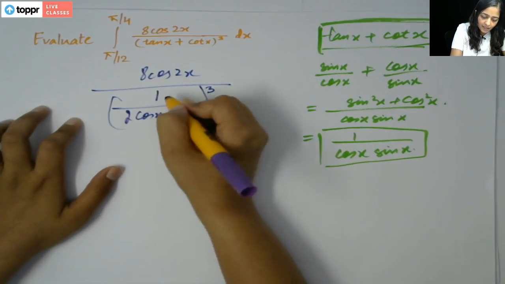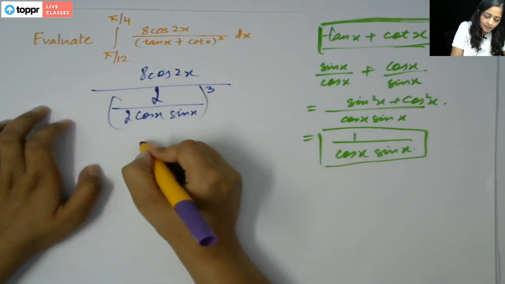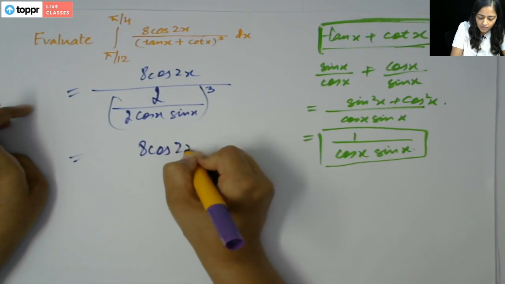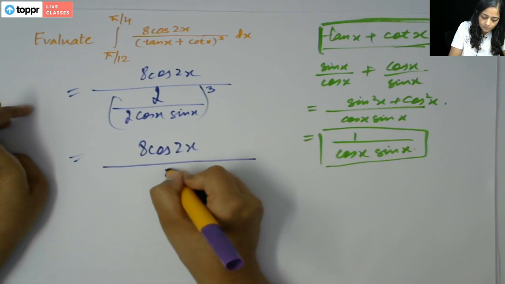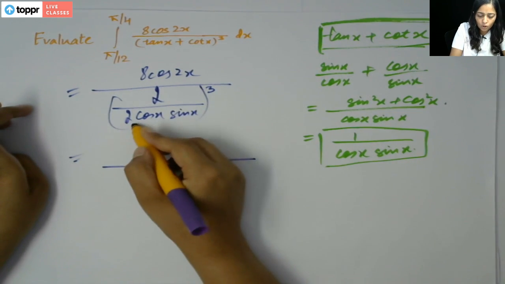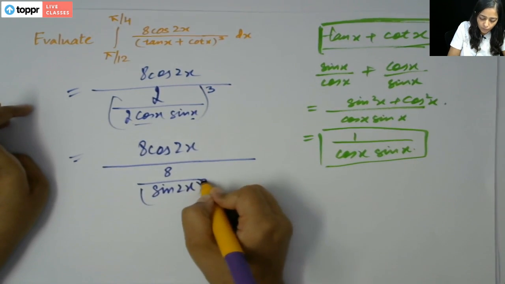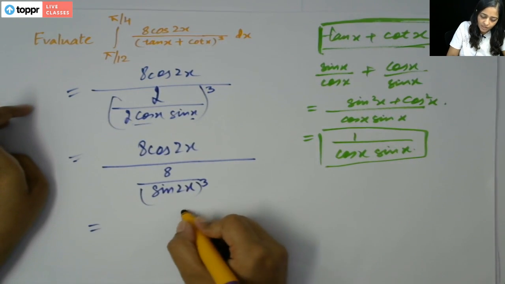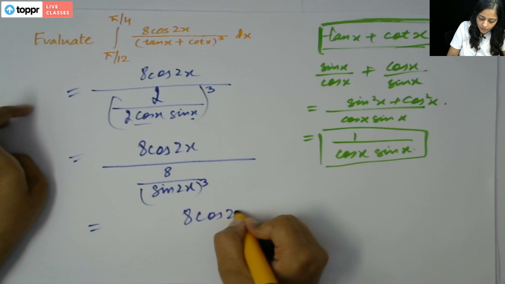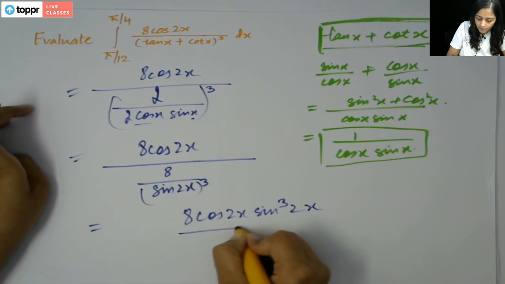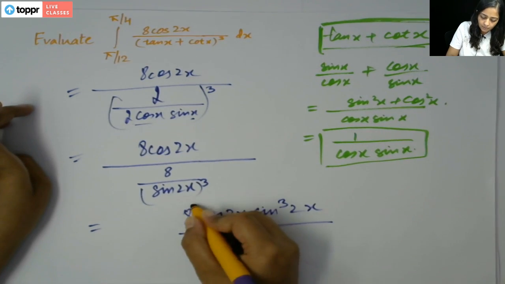If I multiply and divide it by 2, I'll get 8 cos 2x, and 2 cos x sin x is sin 2x, whole cube. Now if we simplify it, we get cos 2x sin cube 2x by 8.